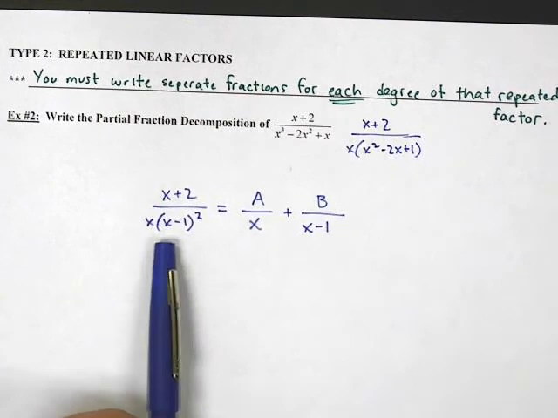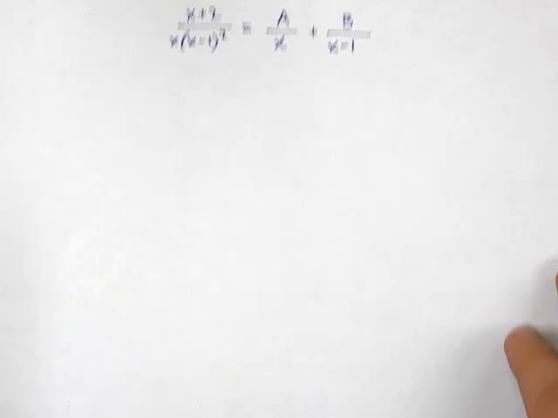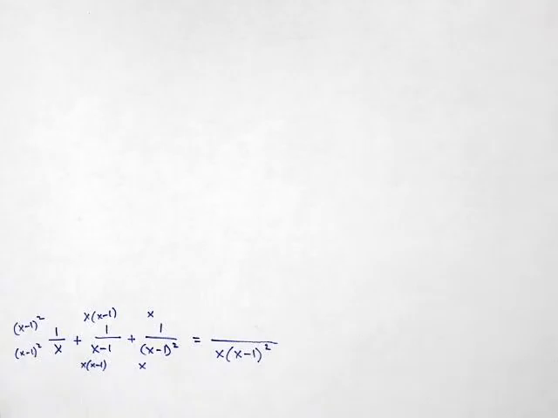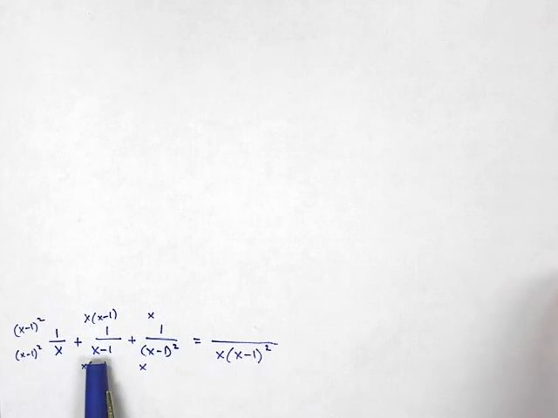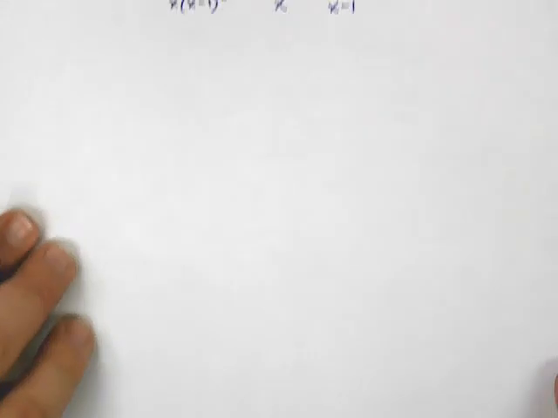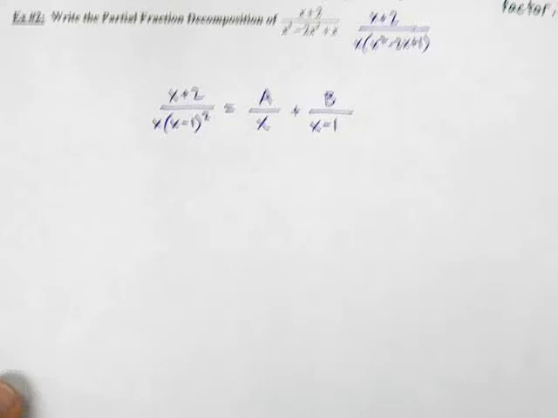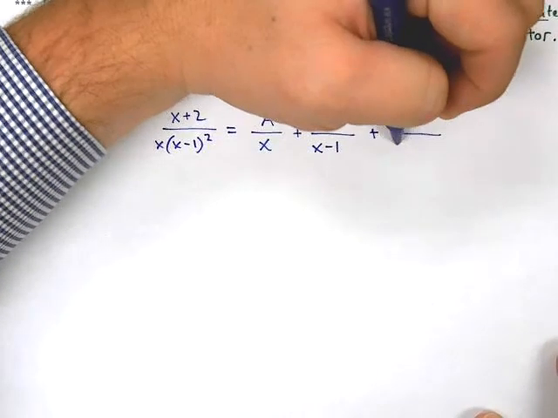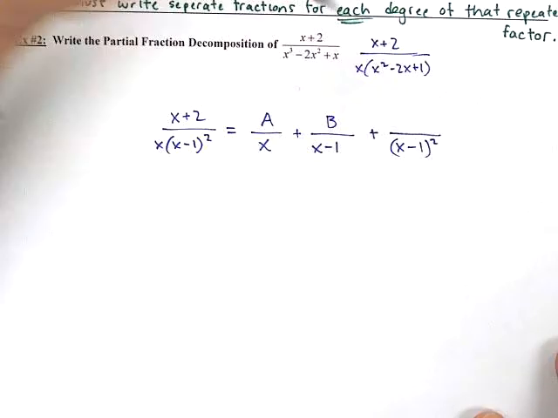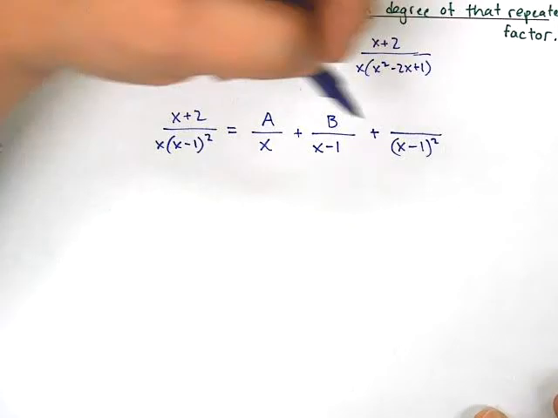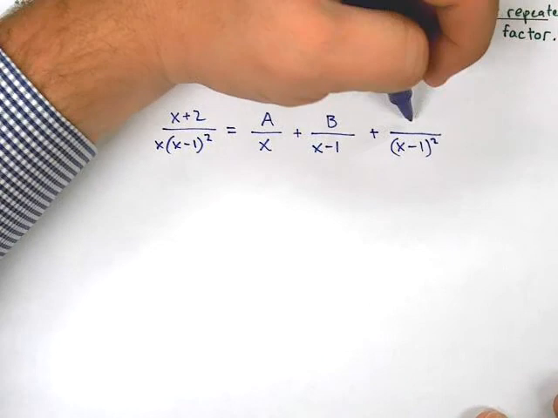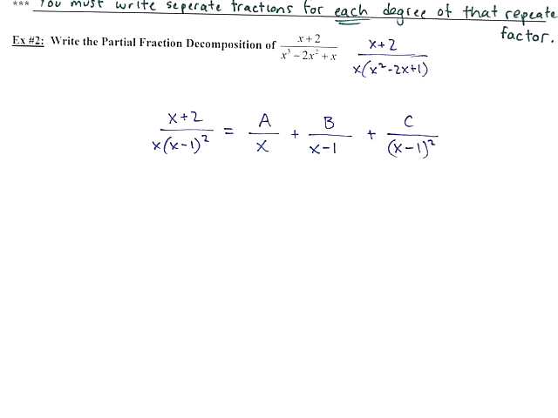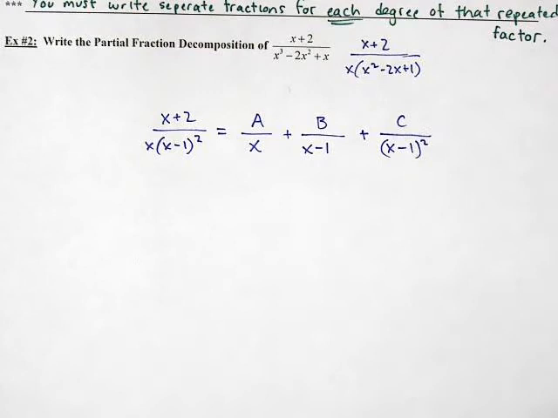Because I can have an x minus 1, again, if I go back to my original, you see how I had this x minus 1 and it wasn't squared in my decomposed fraction? Well, I need to take that into consideration when I am decomposing. Alright? And then lastly, I have x minus 1 squared. This is still linear, right? This is a linear factor, so I just need a C. Alright. So again, you must write separate fractions for each degree.